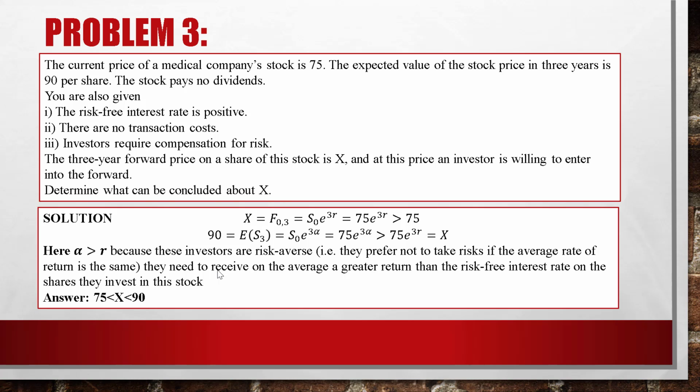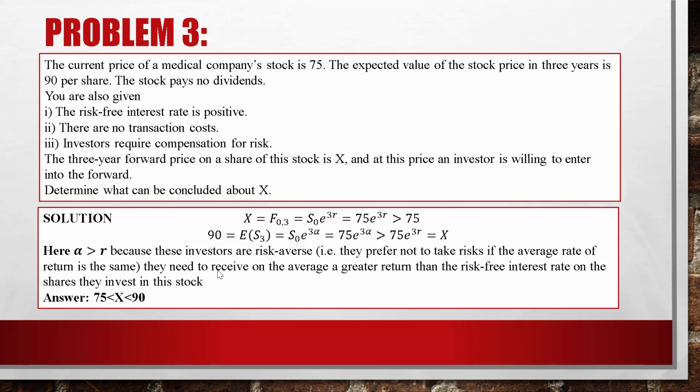So basically, they need to receive on average a rate of return greater than the risk-free interest rate on the shares they invest in the stock. That's why alpha should be greater than R. R is the interest rate they pay if they borrow money, the interest rate from the market. So in order to have profit, they have to make sure their return rate is greater than the risk-free rate. That's why alpha should be greater than R.